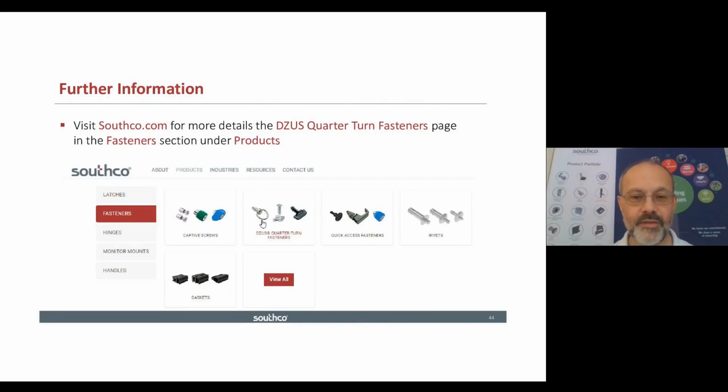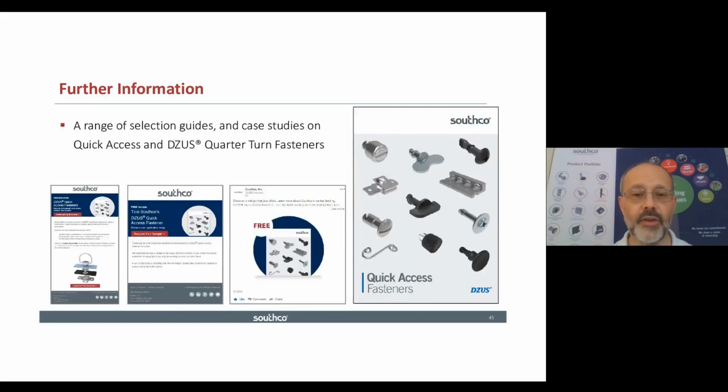So I whizzed through that fairly quickly. There is lots of information that can be found on our website. We can access it through the Zeus quarter turn page, which comes under the fasteners section and the products on our website. And in there, you will find lots of details about our quick access guide, some of the case studies that we've performed, and lots of examples of applications where the products have been used and the benefits that can be seen.